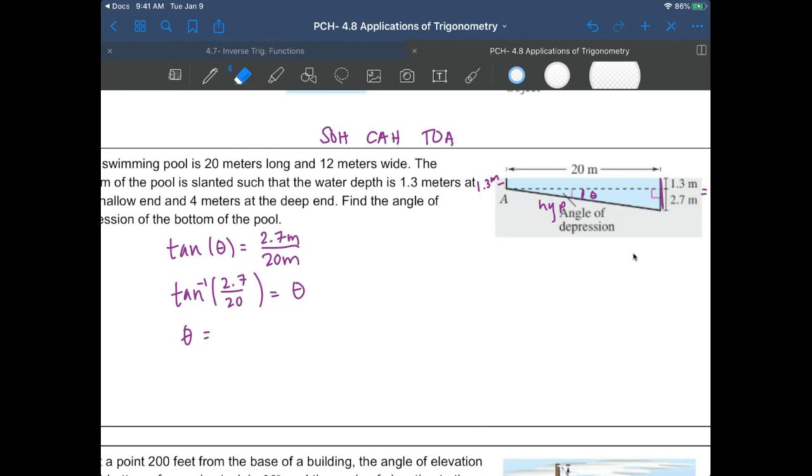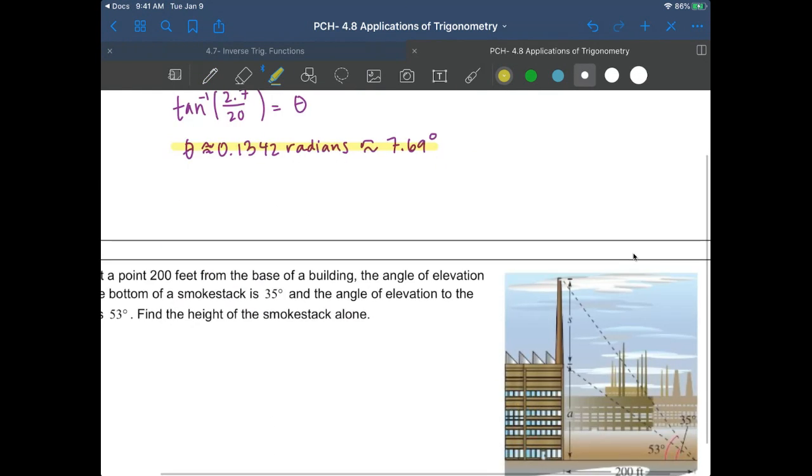What I get in radians is about 0.1342 radians, which is about equal to 7.69 degrees. Okay, and that's that one. Second one.